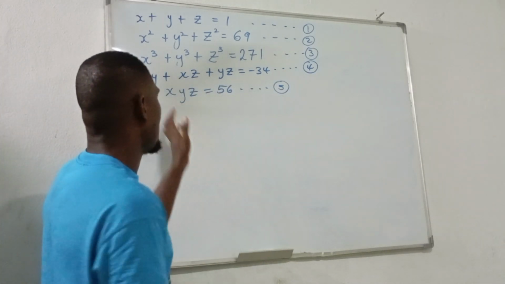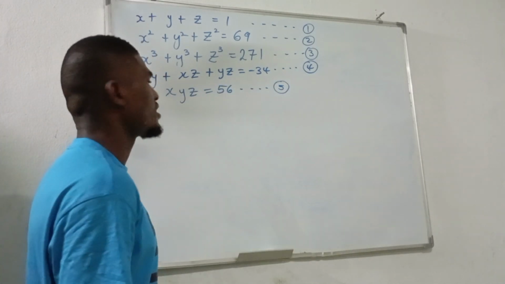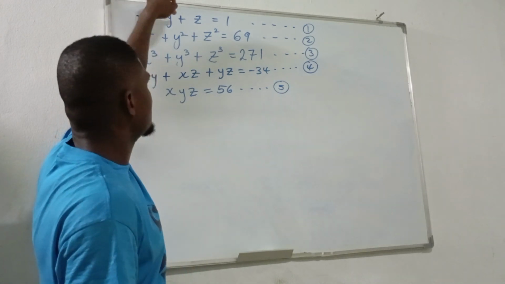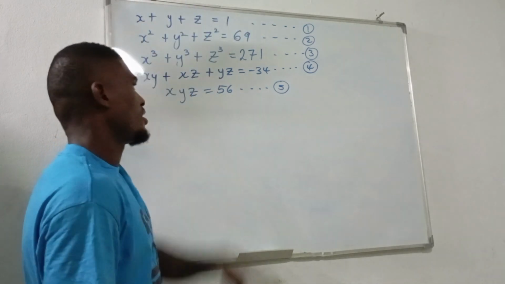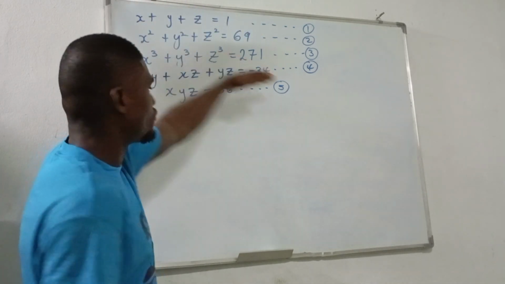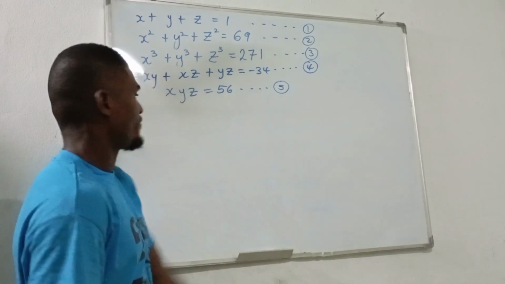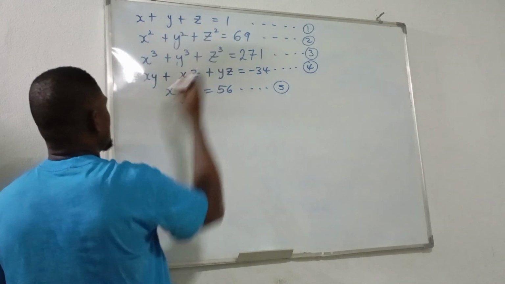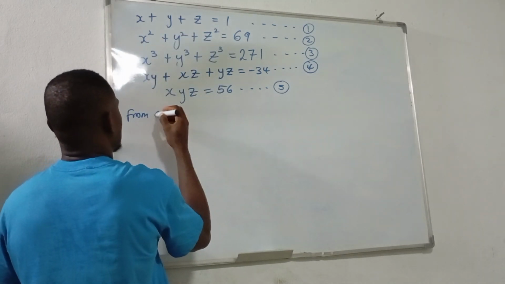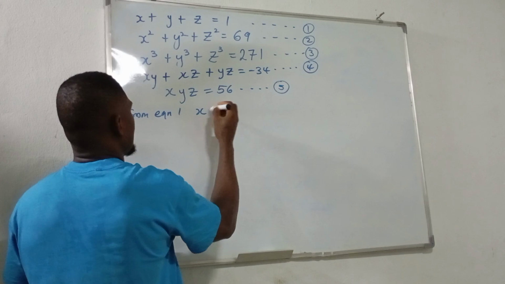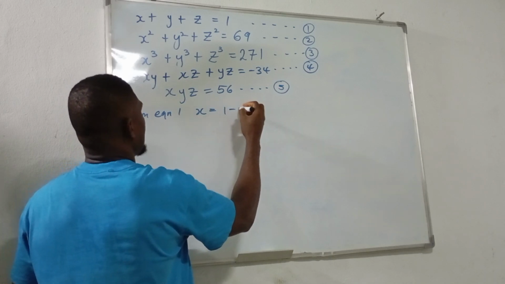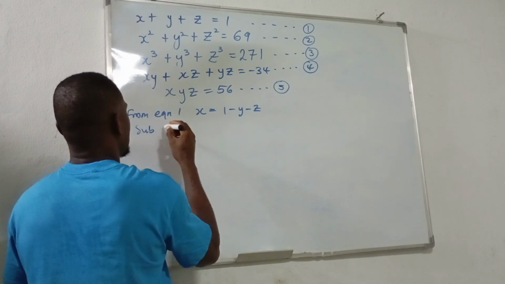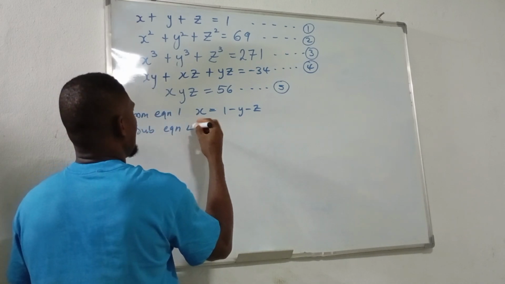All right, so now we have that xyz equal to 56 is our equation 5. So what we're going to do next is to make x the subject, substitute the formula in equation 1 and substitute it into equation 4 and into equation 5. All right, so let's do that. So from equation 1, we have that x is equal to 1 minus y minus z. We're going to sub that into equation 4.